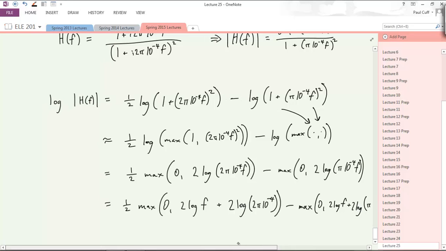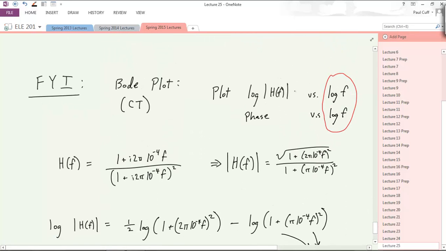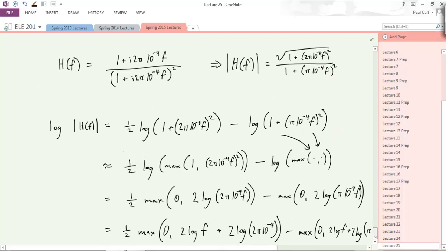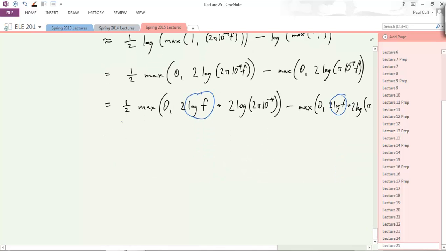So remember that we said for the Bode plot, we plot log magnitude versus log f. Now we see the convenience of that, because this is now just linear in log f, and everything else is just constants. So really what we find is that we have a piecewise linear function here. So we can plot this easily.